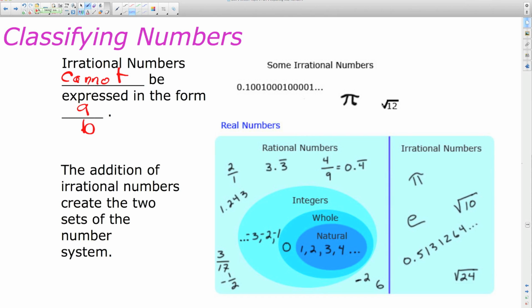Here I have pi again, the square root of 12. This here has a pattern, but it's not a pattern that's repeating. And it says here that the addition of the irrational numbers creates the 2 sets of the real number system. And I forgot the word real in there, so you're going to want to write that in. Real number system. Okay, so we can see the real numbers are made up of rational numbers and irrational numbers.